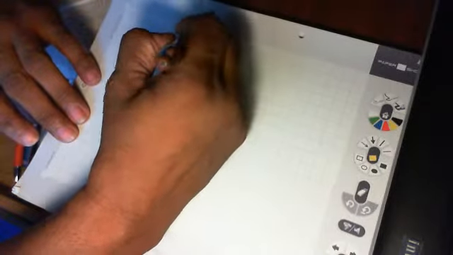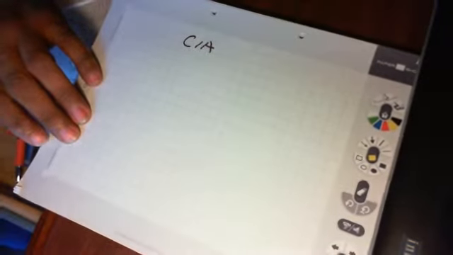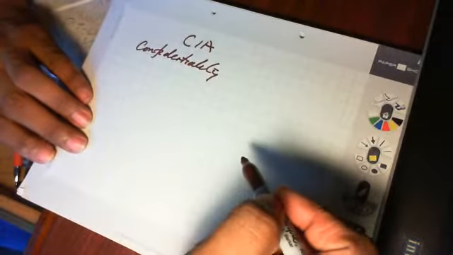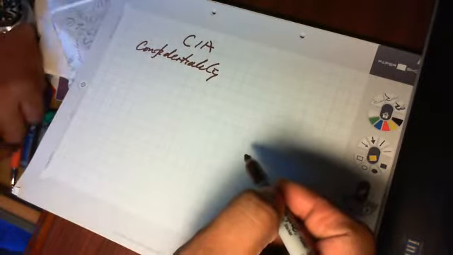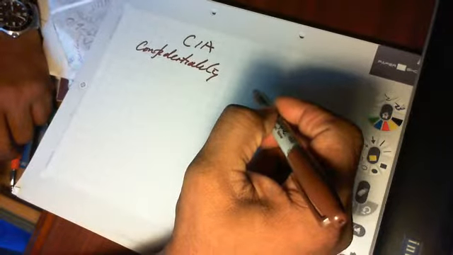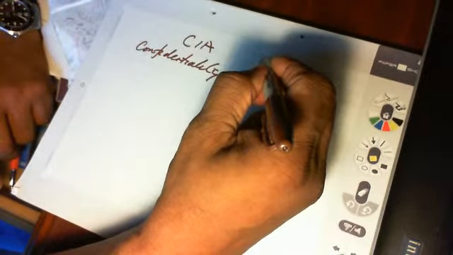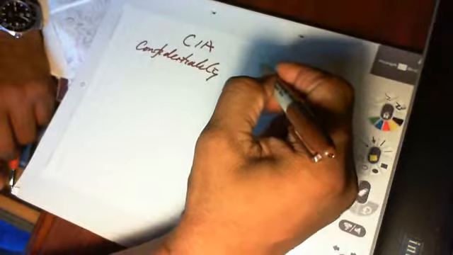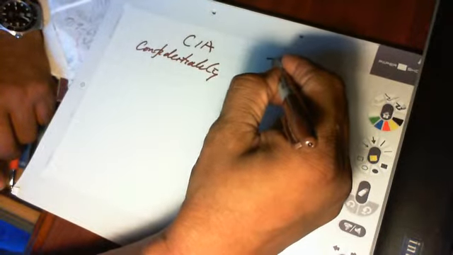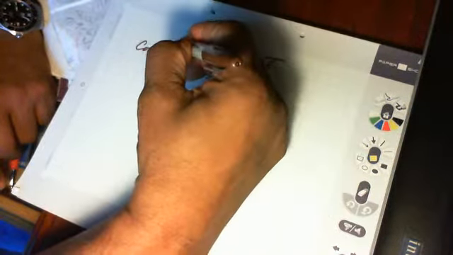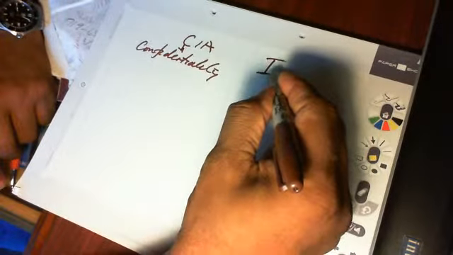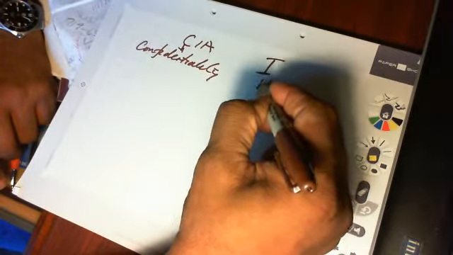Here is what we're going to talk about. Remember, we talked about CIA already, right? We talked about confidentiality, which is achieved by encryption. We talked about the different ways you can encrypt, public key, private key, and so on. We talked about the I, the I for integrity. We talked about hashing.